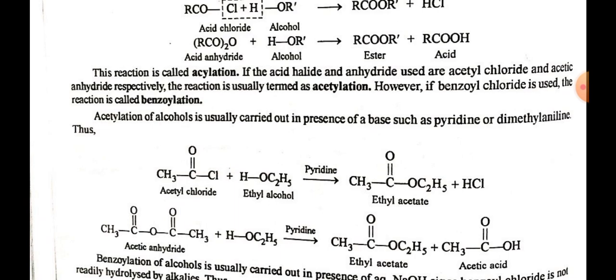Acetylation of alcohols is usually carried out in the presence of a base such as pyridine or dimethylaniline. Acetyl chloride, when reacted with ethyl alcohol in the presence of pyridine, gives ethyl acetate, and acetic anhydride, when reacted with ethanol in the presence of pyridine, gives ethyl acetate plus acetic acid. Benzoylation of alcohols is usually carried out in the presence of aqueous NaOH, since benzoyl chloride is not readily hydrolyzed by alkalis.